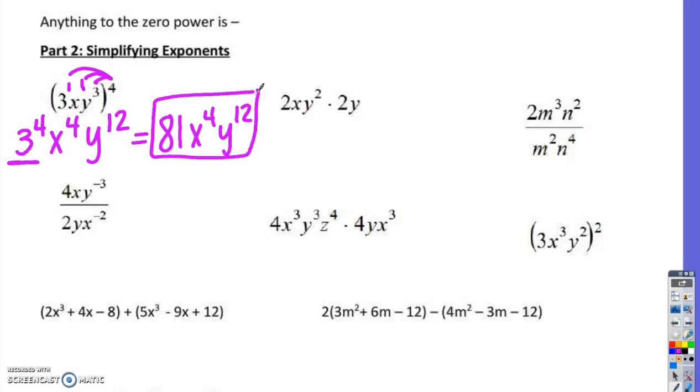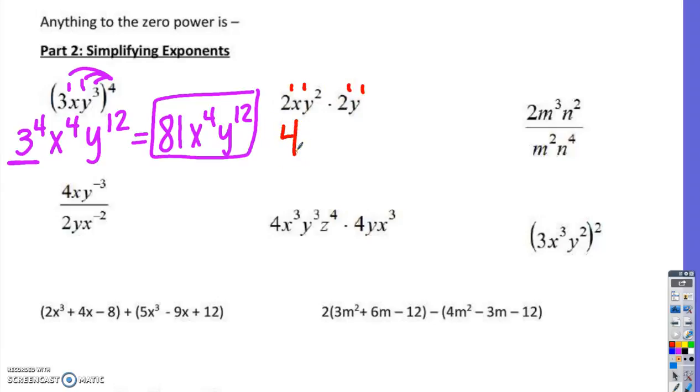Let's look next door here. Hopefully you're looking at this and you're like, okay, these things are being multiplied. We're going to use the product rule. Again, fill in your little 1 exponents if that helps you out. So this is 2 to the first power times 2 to the first power. Whenever they're the same base, we add their exponents. So that's going to give us 2 to the second power, or you can just look at it as 2 times 2, which is 4.